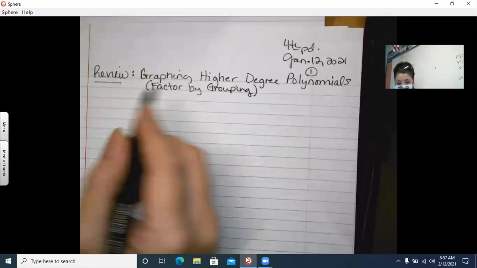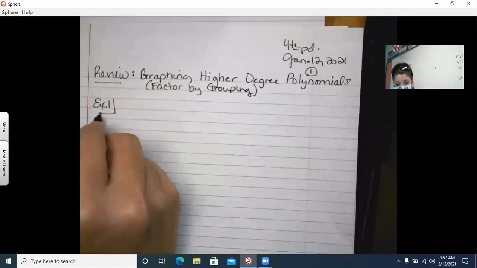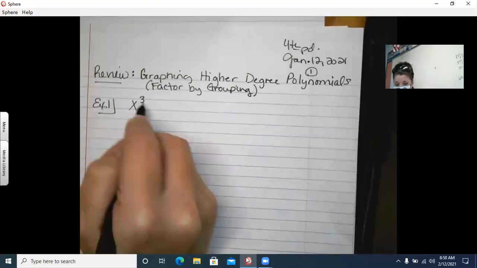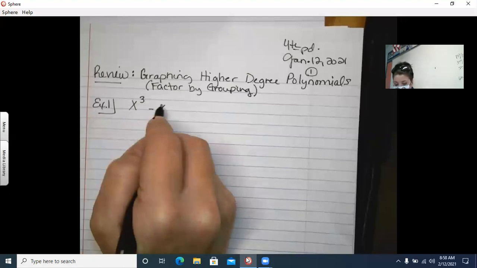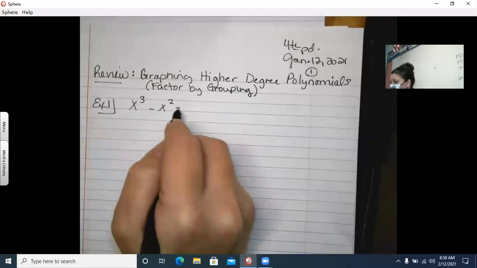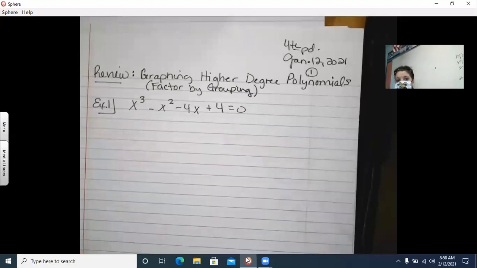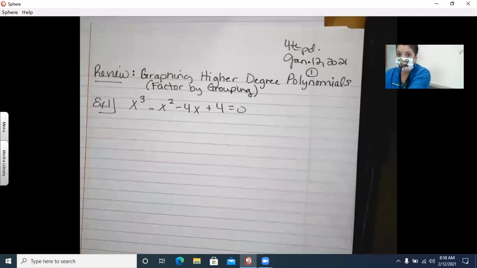Example 1. We have x cubed minus x squared minus 4x plus 4 equals 0. Is this in standard form? Yeah, it is. Just by looking at the polynomial, we know several things about the graph.